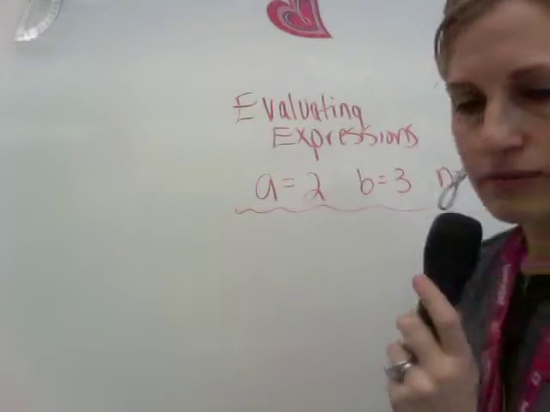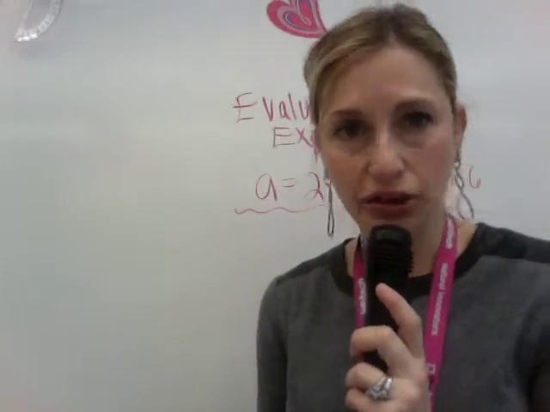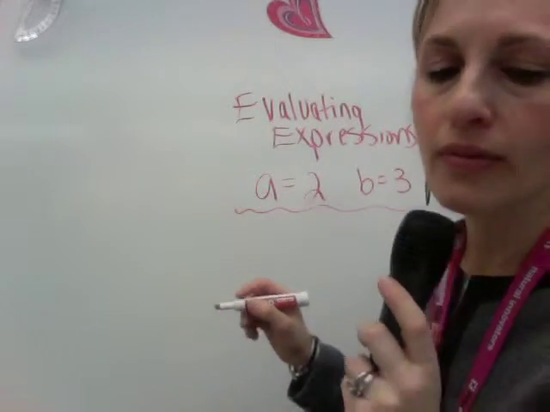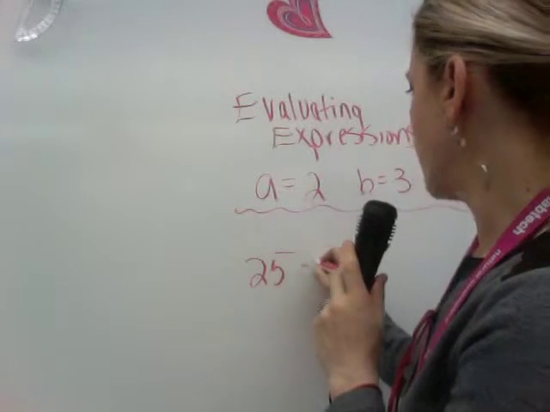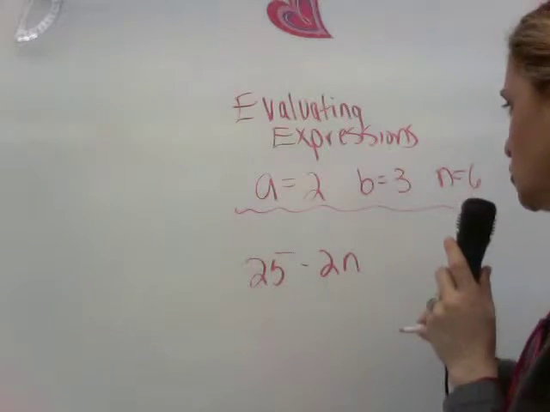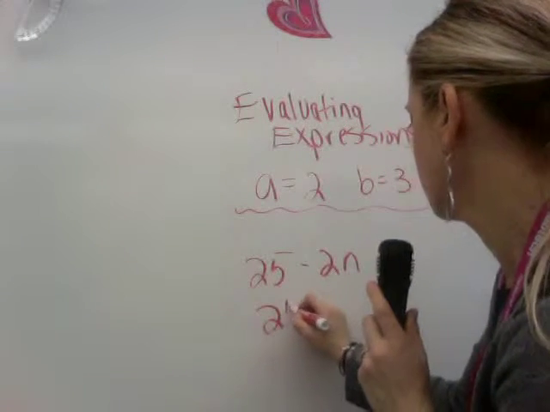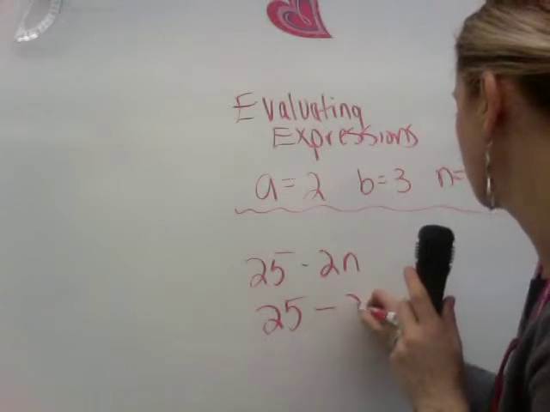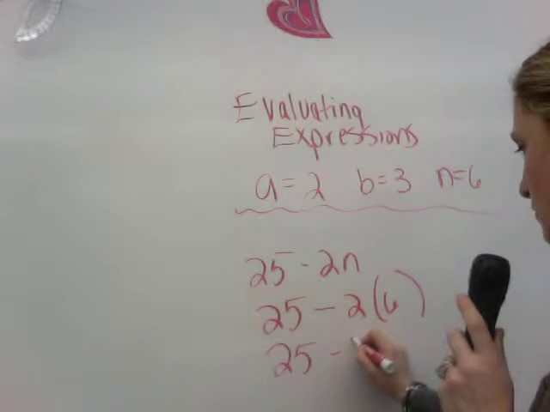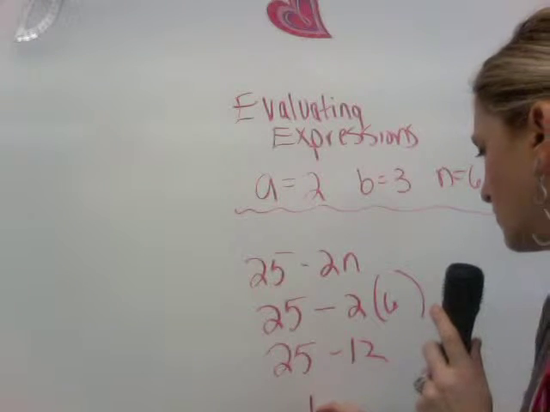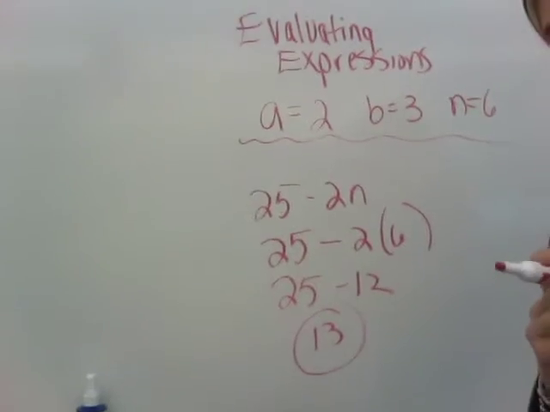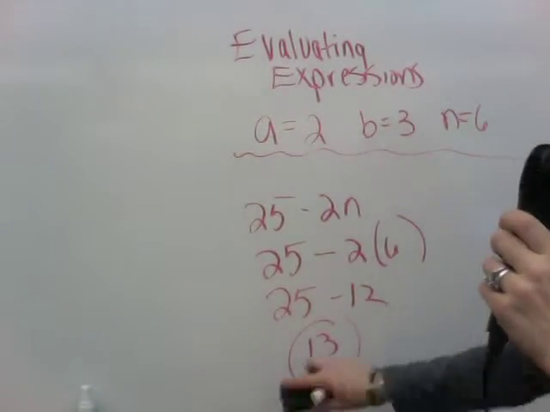So now I'm going to put some harder ones on. If you're able to do this on your own, you may. Okay. 25 minus 2n. 25 minus 2n. And the answer is 13.